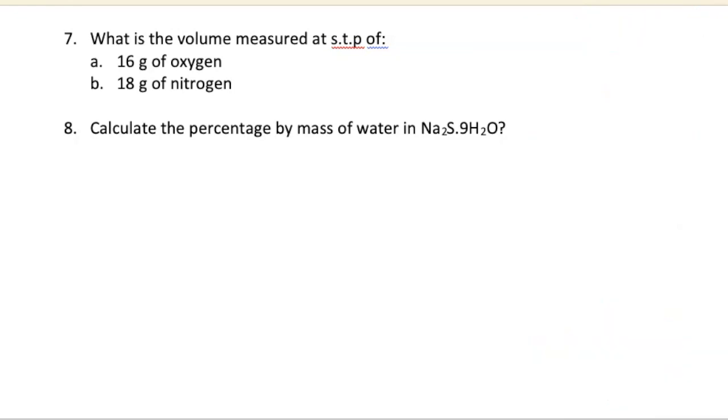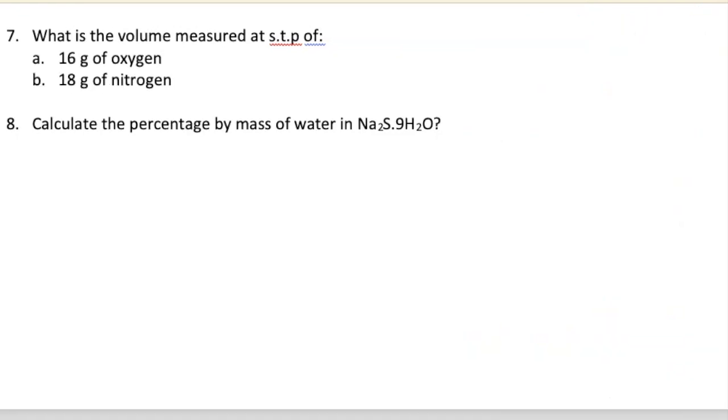So the next one, 7b, we want to find the volume measured at STP of 18 grams of nitrogen. Again, nitrogen ends in gen, so we know it's diatomic. We're talking about N2. So for the molar mass of nitrogen, you'd have to look in the periodic table to see the RAM of nitrogen. Nitrogen's RAM is 14. So that makes N2 14 times 2, 28. So the mass of N2 would be 28. So the molar mass, 1 mole of N2, is equal to 28 grams.